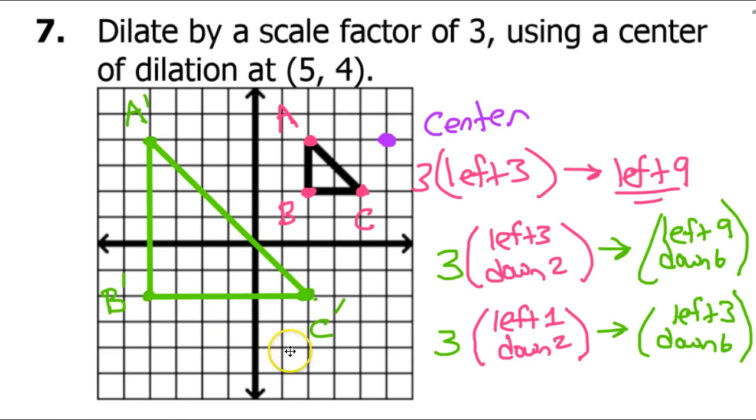So this is what the dilation would look like. Notice that the triangle is 3 times as big as the original triangle. If you looked at the lengths of the sides of the triangle, see how the side and the bottom are each 2? And over here, the side and the bottom have length 6. So all of the lengths are 3 times as big.